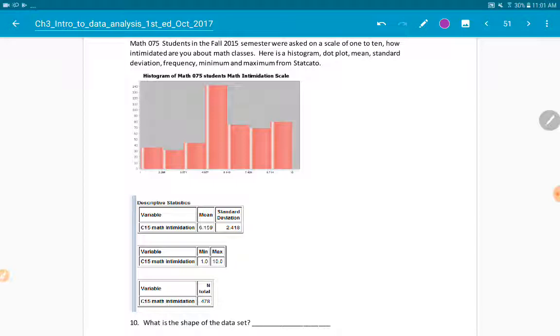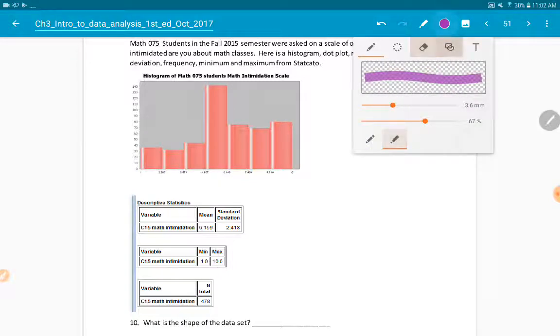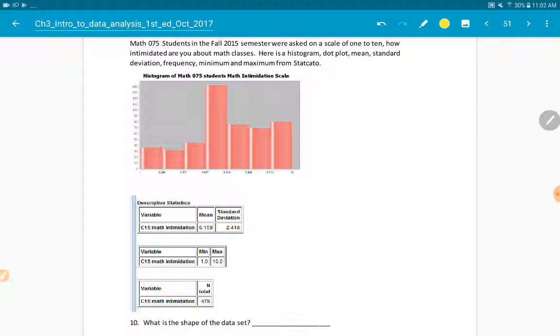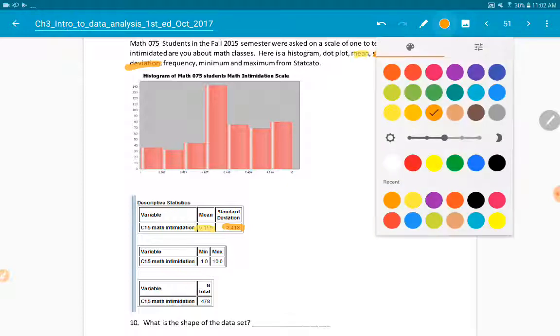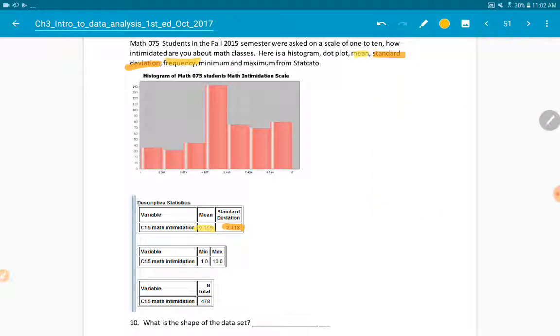Then on the next couple of pages, we'll see the dot plot, and we see the mean right here. And we have the standard deviation here. Frequency is the count, the n is the frequency, and the minimum and the max right here. And these were printed from Statcato, which is why it looks a little different than our Excel printouts, but all the information is still there.